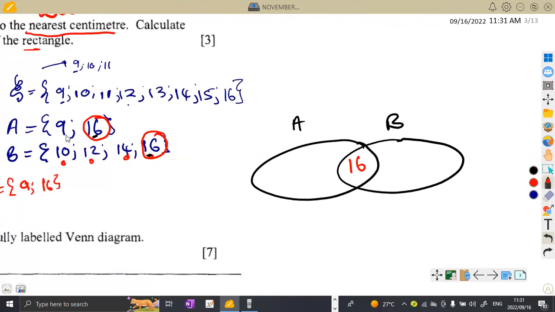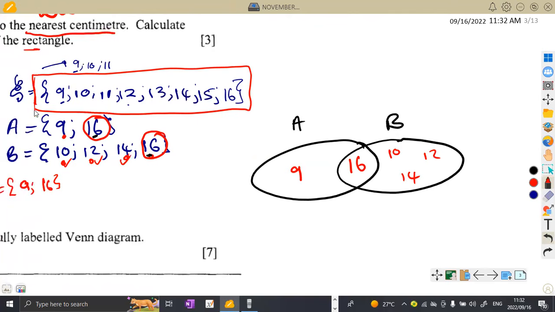Then in A, as you can see, we are remaining with 9. So you're going to write 9 here. In B, these are the numbers that are remaining: we've got 10, 12, and 14. Then after filling this information, do we have elements which are not included, but they are in the universal set? Yes, we've got so many elements like 11, 13, they are not here.